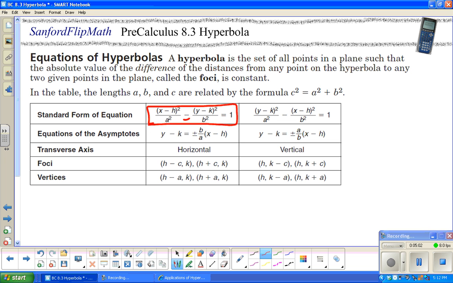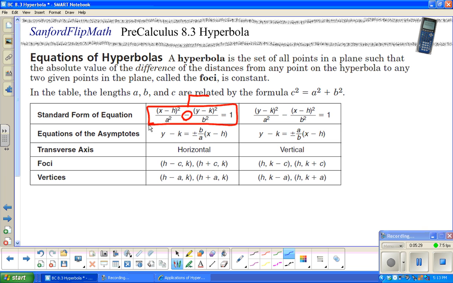The only difference is, pardon the pun, it's difference. So for an ellipse, the sum is constant. For a hyperbola, the difference is constant, and the equation looks just like the ellipse, except it's a difference. Now, there are some distinct issues that will come up as a result of all of this, but in terms of the standard form for the shape, it is the same except for that difference.